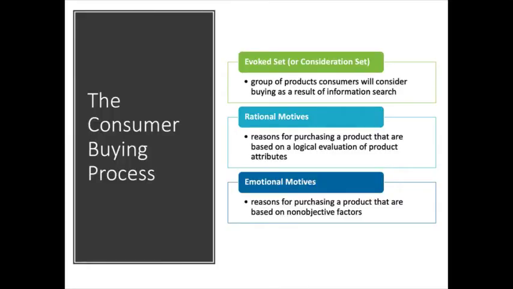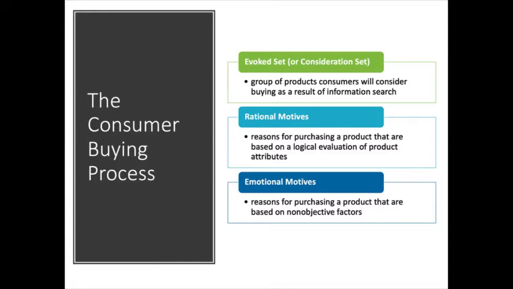When we consider the consumer buying process, there are some terms that we should realize here. First, the evoked or consideration set. When a consumer is thinking about making a purchase, there will typically be a small group of products that a consumer will consider buying as a result of their information search. You know this to be true perhaps with automobiles or shoes or an Italian restaurant choice, all across the whole spectrum.